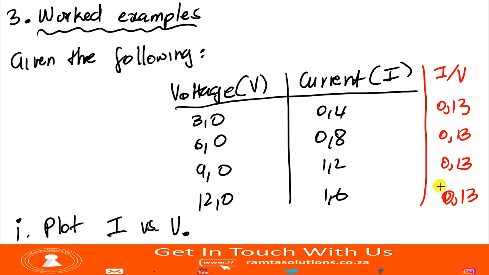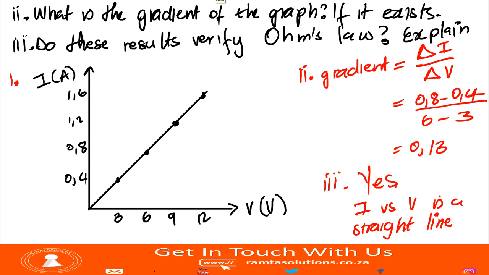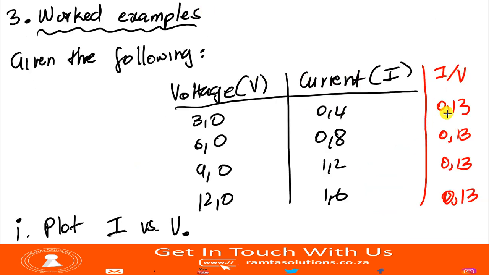0.13. So as you can see, when quantities are directly proportional, their ratio will be a constant. Can you see this? These are directly proportional. Their ratios are constant. This is constant. So indeed, Ohm's law is verified. Okay? Ohm's law is verified. So you can verify Ohm's law by drawing a graph, or you can verify Ohm's law by plotting these values. Okay? If you get this, you must know that Ohm's law is verified.